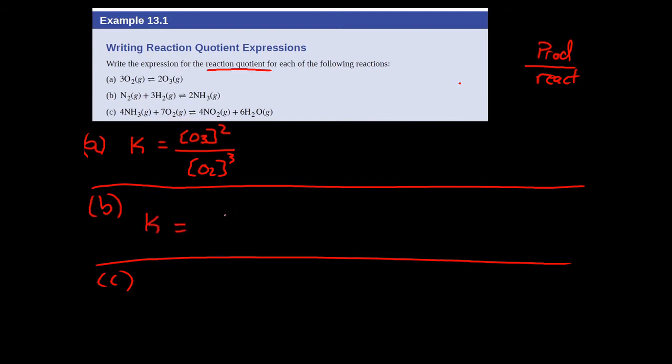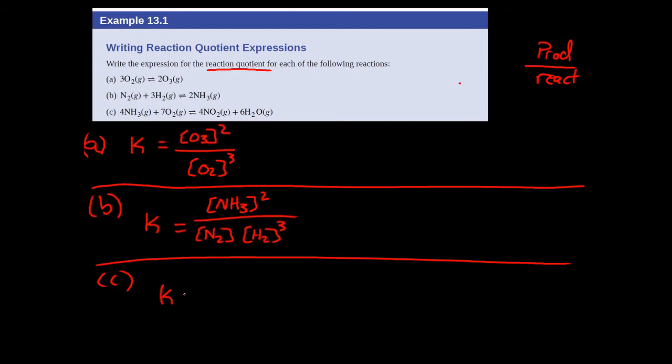So for B, again, it's just products over reactants. So we would have NH3 raised to the second divided by N2 raised to the 1, which is just to leave it blank. You don't have to put the actual 1 in there. And then H2 raised to the third. And that's the reaction quotient and equilibrium constant.